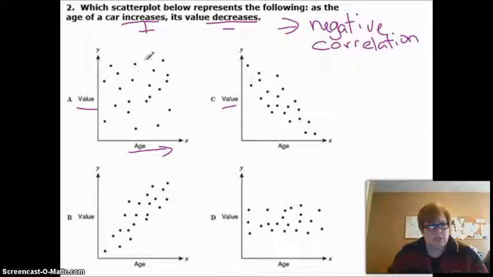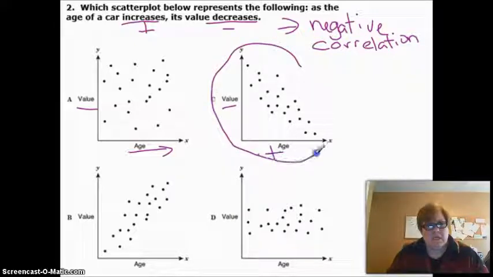Okay. So a negative correlation, here these dots seem to be all over the place. These y values are increasing. These are remaining constant, or fairly constant, and these are actually decreasing. So here we have our increasing and then decreasing value. So this answer choice C is our negative correlation.